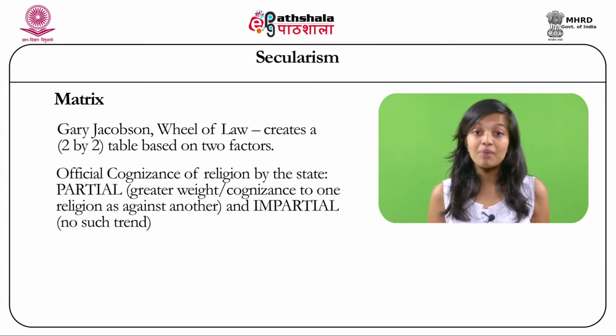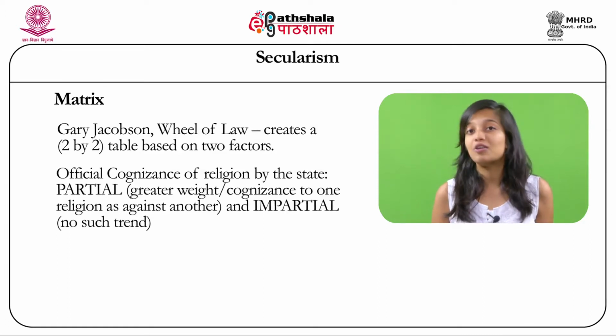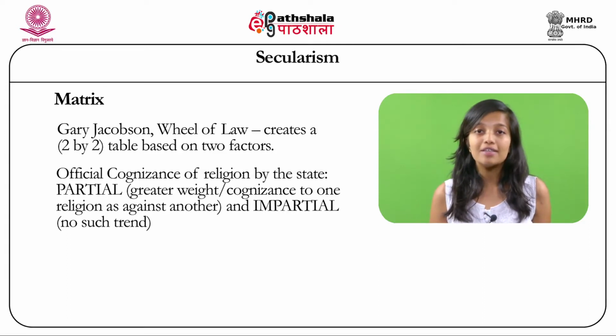A case of impartial official cognizance of religion would be a situation where a state does not have an official religion or doesn't provide cognizance to any one religious group.